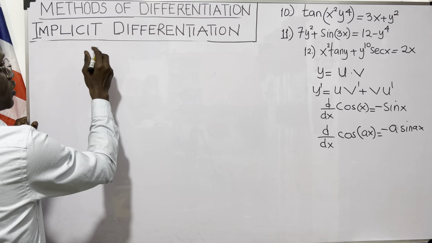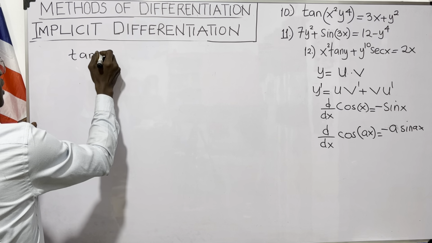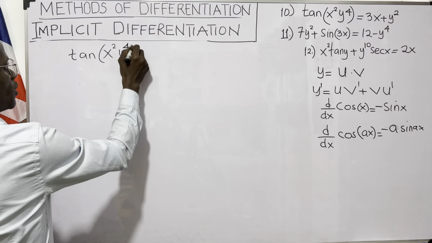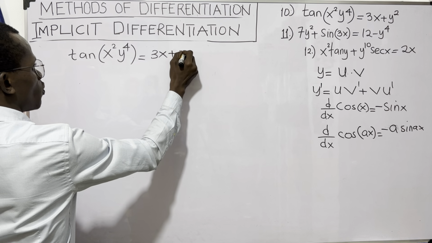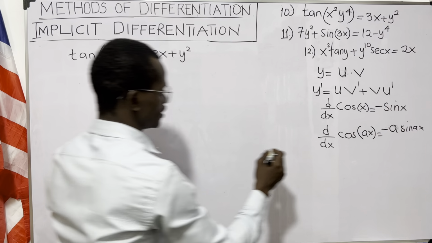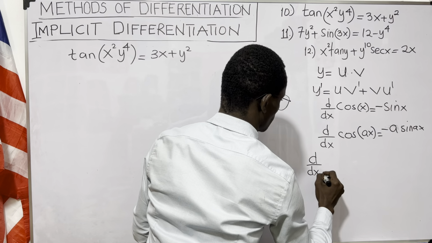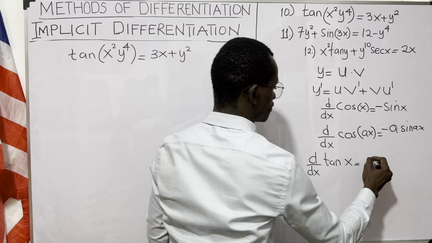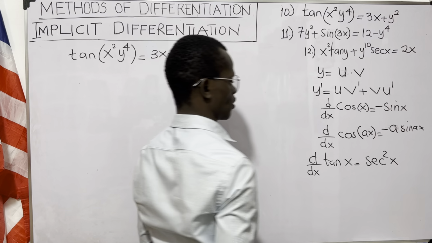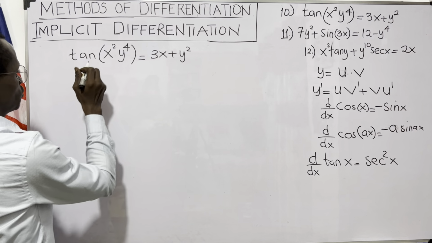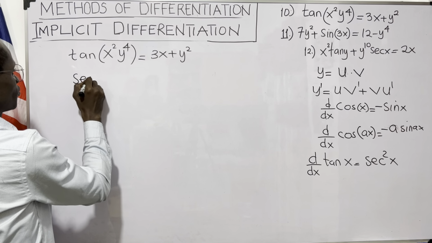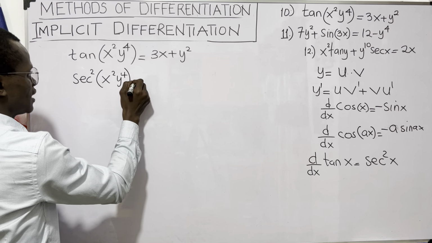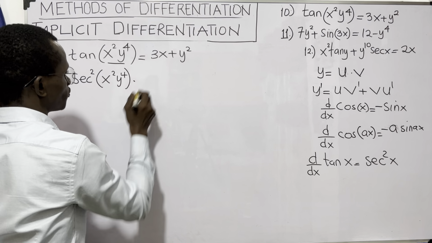The last three problems are trigonometric. So we have tangent of x squared y to the fourth equals 3x plus y squared. The derivative of tangent of an angle x is just equal to secant squared x. Then you differentiate the angle. So the derivative of this tangent is secant squared of whatever angle you have, x squared y to the fourth, times the derivative of the angle.